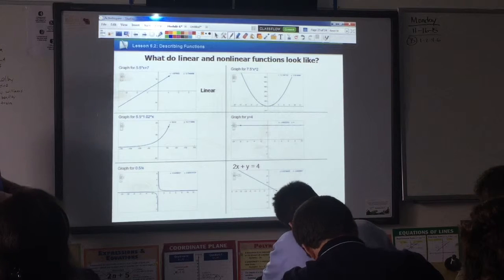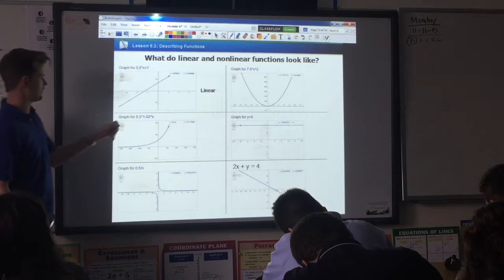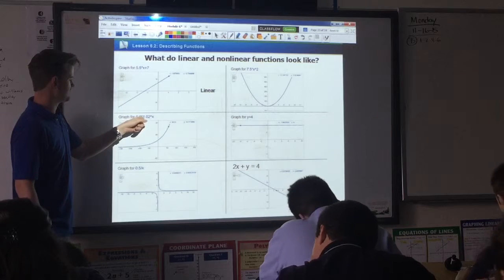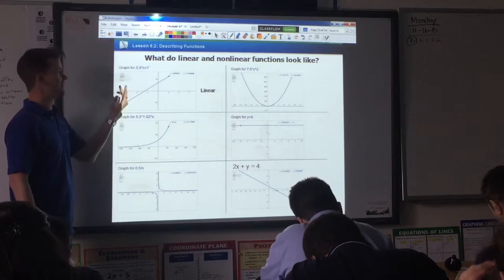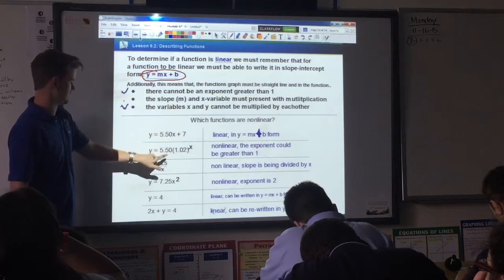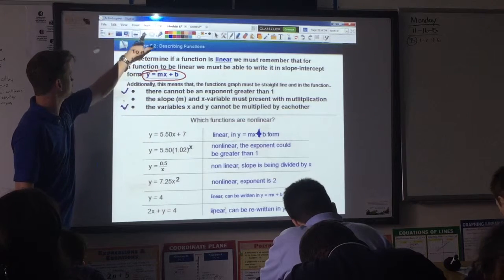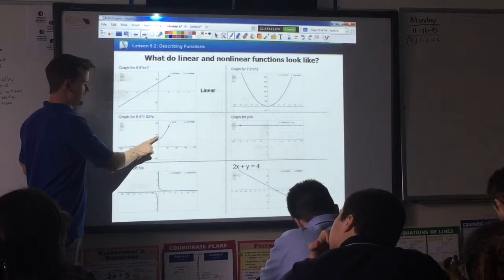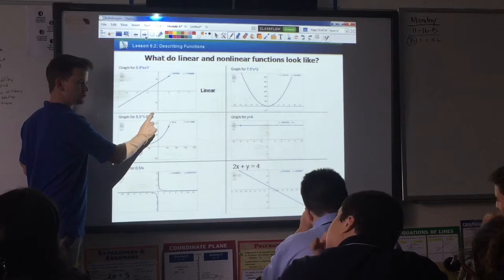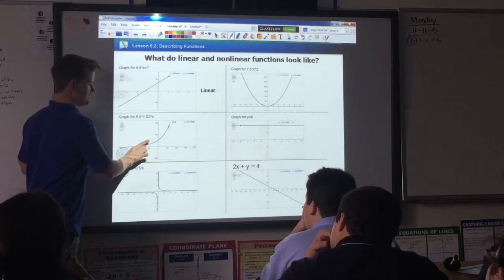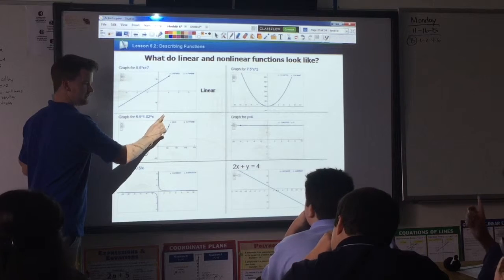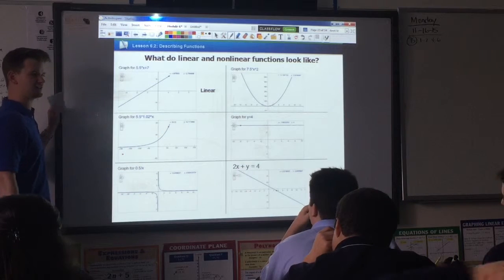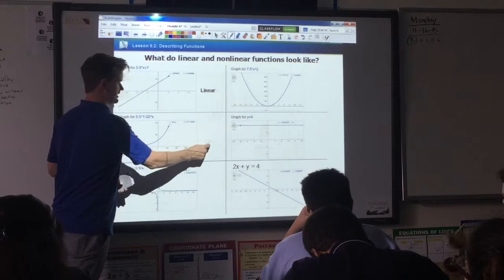But if we look at the next graph, this is the one where we had 5.5 times 1.02 raised to the x. It looks just like this. When we graph this equation here, as you can see, it starts out straight, but then as we change the exponent to 2, 3, 4, and 5, now the line starts to do what? Curve. It starts to curve. If you have a curved line, is that a linear function? No, that would be non-linear.